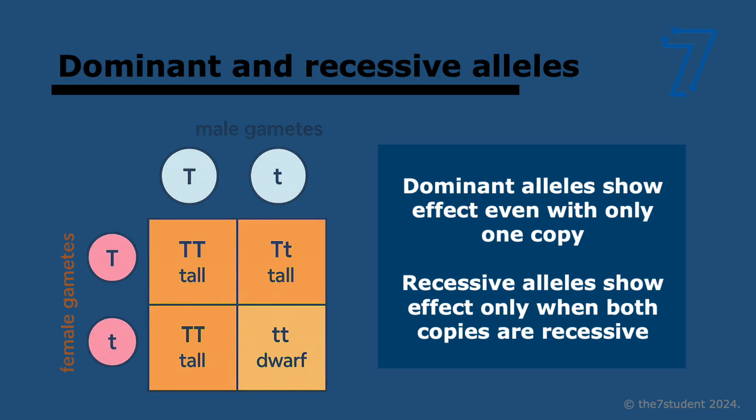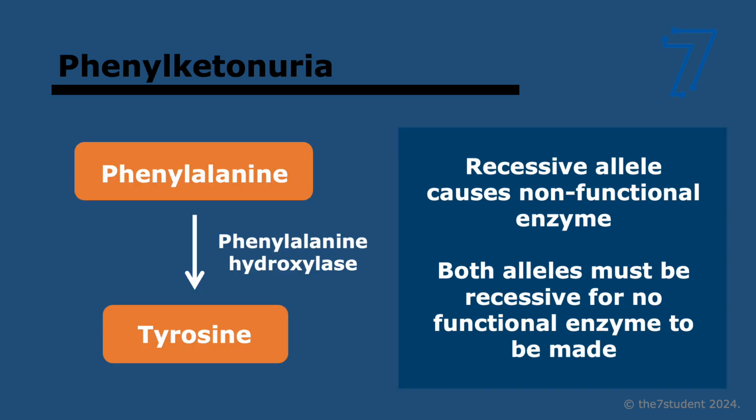Again, simple enough. Now, you would think you wouldn't have to remember this, but sadly you do. It was in the specimen paper. I assume it'll come up again when you least expect it. So what is phenylketonuria? It hurts to say it. It's a genetic disease, and it is recessive. It's caused by a recessive allele. Why? Let's look at it.